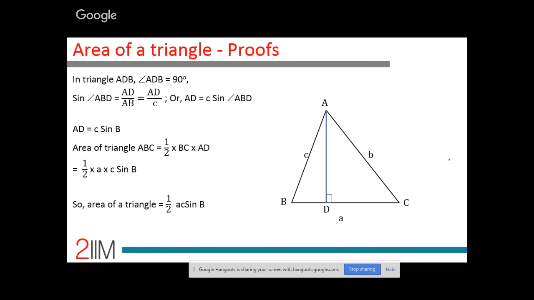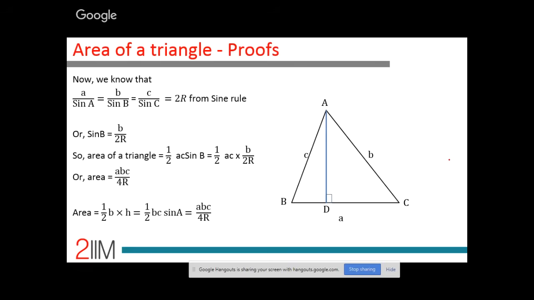Area is half into ac sine B. Sine B is b by 2R. You plug that in, you get abc by 4R. And we know from the sine rule, b by sine B is 2R, or sine B is b by 2R. Half ac sine B is the area, half ac into b by 2R, which gives us abc by 4R. We're just linking up the different formulae for this.